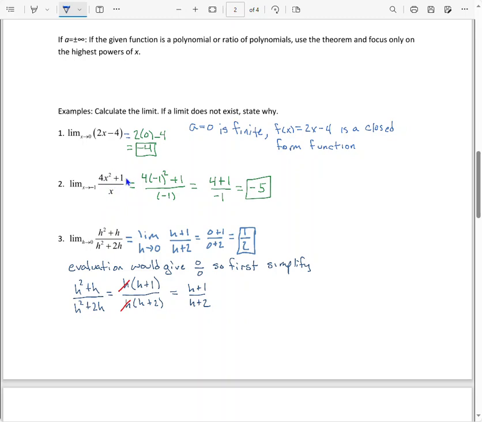Similarly, 4x squared plus 1 over x is a closed form function. Negative 1 is a finite number. First thing I'm going to do is substitute. Everywhere I see an x, I'm going to put in a negative 1. And when I substitute, I put in parentheses negative 1. Take that x, just kind of break it apart into parentheses.